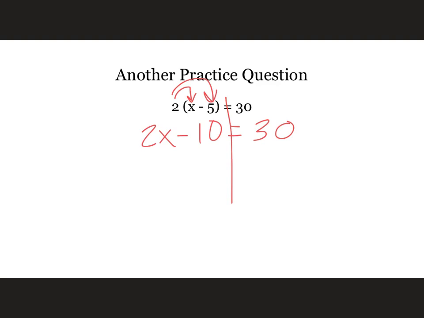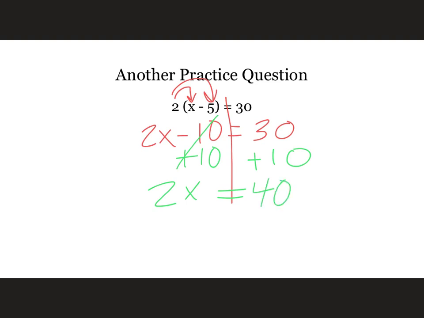Now, once again, the second step here is to add or subtract that lone number. The 10 in this case is negative, so the opposite operation would be to add 10 to both sides. Once I do that, I know that I get 2x by itself. 30 plus 10 equals 40.